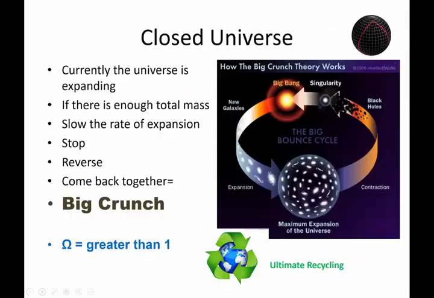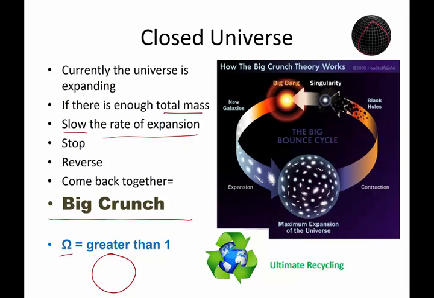So let's talk about these possible futures. If the universe is closed, meaning that this omega constant is greater than 1, and meaning that the geometry is going to be the geometry of a sphere, what that would mean is that the universe has enough mass in it so that the rate of expansion is going to slow, stop, and reverse.